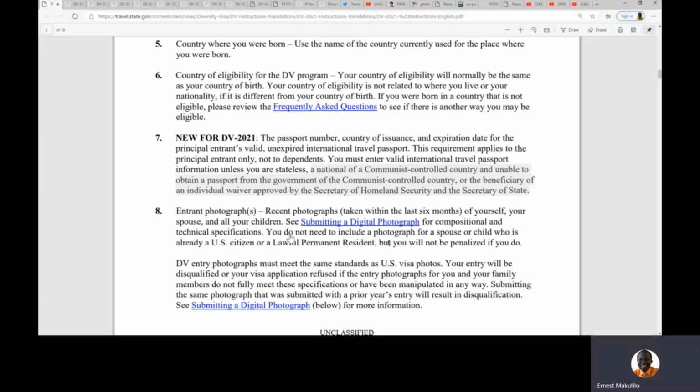But if your spouse is already in the US, is a US citizen or permanent resident already, you don't need to include them. You do not need to include the photograph for a spouse or child who is already in the US as a US citizen or lawful permanent resident. But you will not be penalized if you do. So if your spouse or your children are already US citizens, you don't need to include their photo. But if you include them, it's okay. You're not going to be penalized for that.